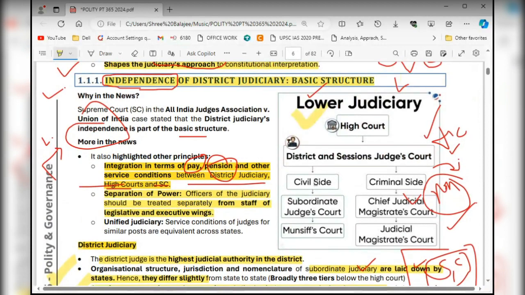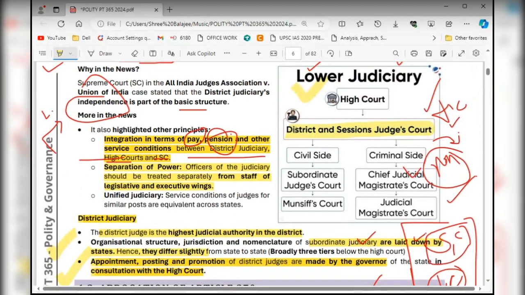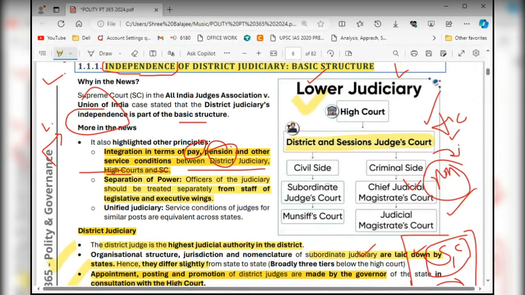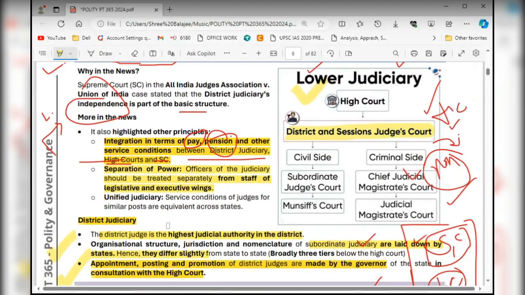Then we know the law, judiciary, then the High Court, and below the High Court we have the district and session judge court. Then the district judge court and the session judge court. So civil side and criminal side. And on the civil side we have the subordinate judge court and then the chief judicial magistrate court. Though this is not important, you have to go into the appointment and salary section of the High Court, and the same goes for the district judges as well.